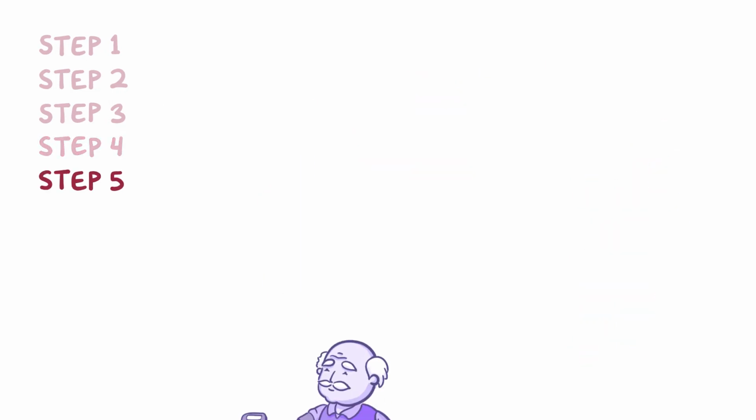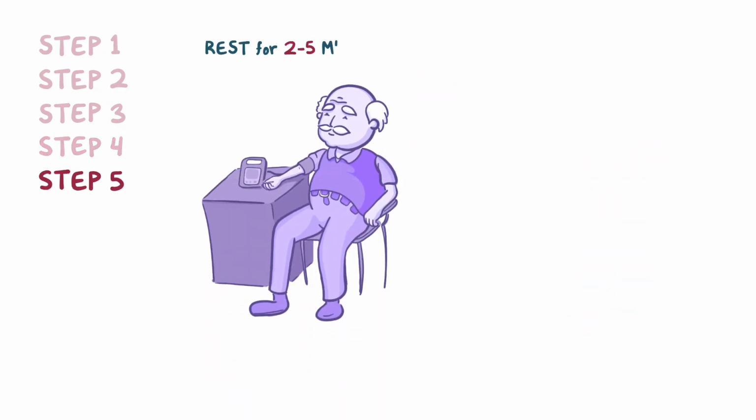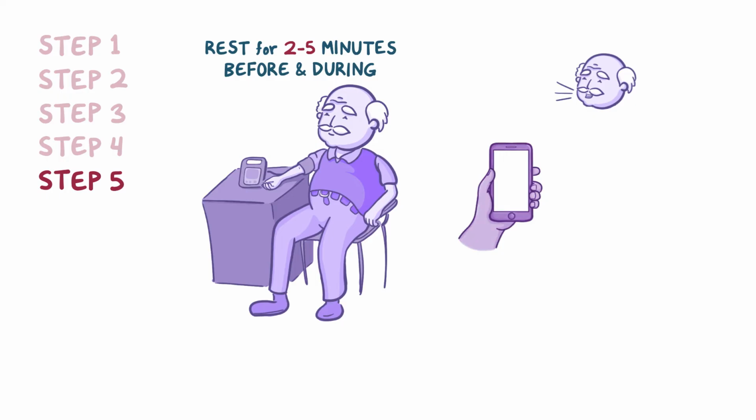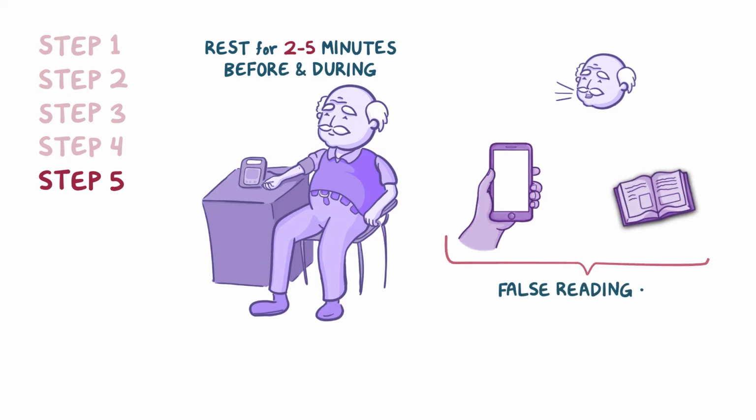Step 5. Have the person completely rest for 2 to 5 minutes before and during the blood pressure measurement. This is important because talking, texting, and even reading can give a false reading of elevated blood pressure. Taking these 5 steps each time is necessary for accurate blood pressure measurements.